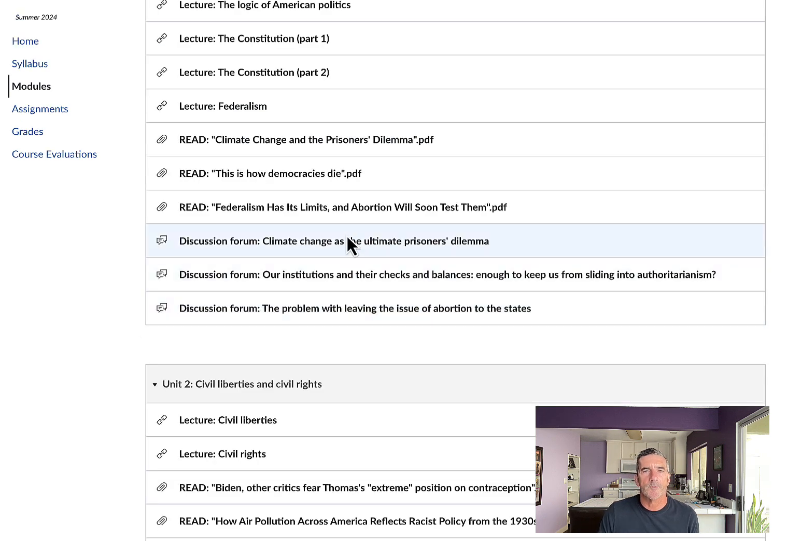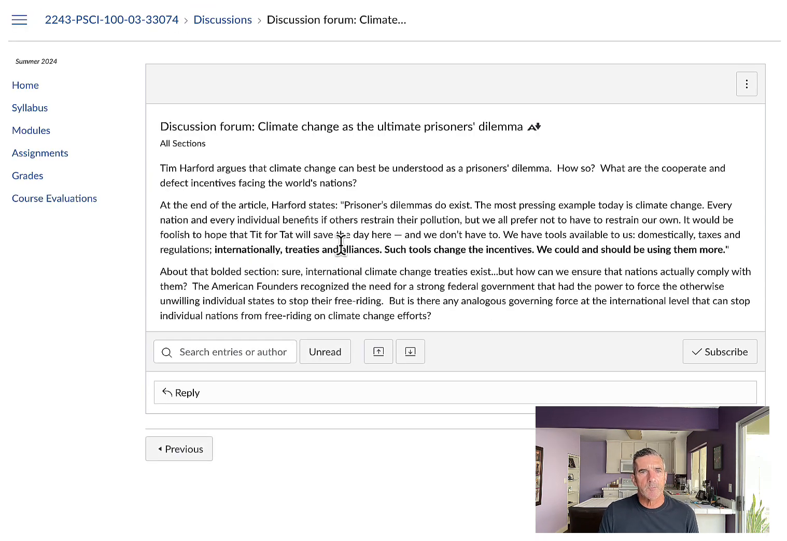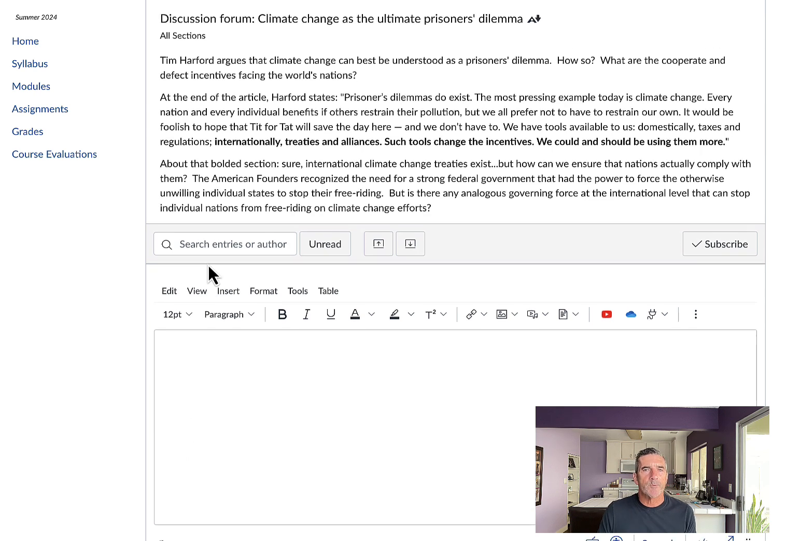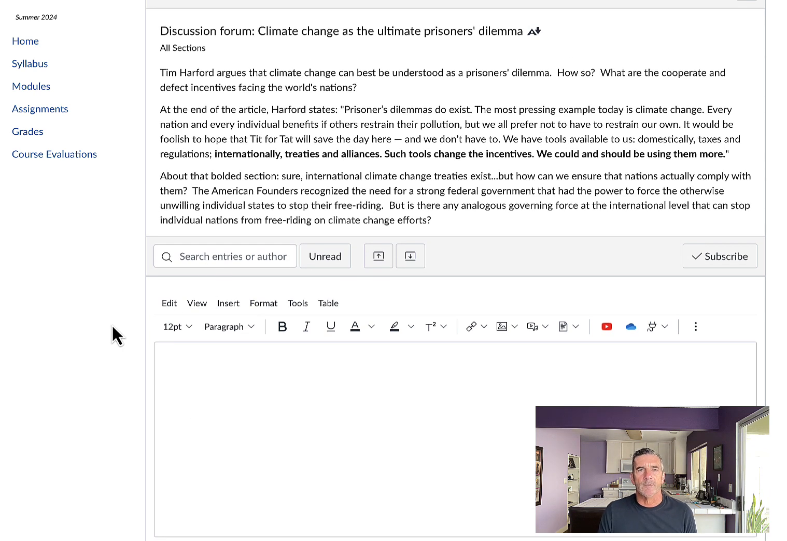And then here are the forum discussions. Again, these forums are the ones that you will be assigned to. So if you are one of the 4 or 5 or 6 people assigned to the climate change as a prisoner's dilemma forum discussion, there's the preamble, the prompt for the discussion, and here's where you will enter your thoughts about that. My hope is that you will post and you'll react to each other. You'll have a conversation. You'll go back and forth, responding to each other. Ideally, that's the way it'll go.